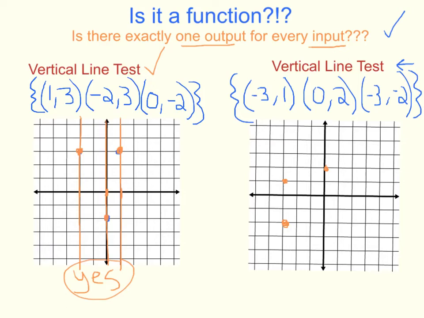So here's our input. Our inputs, remember, are x values. Let's draw vertical lines. This input crosses 2 points. So that means that this input has 2 different outputs. Because we have a vertical line that crosses 2 points, it goes against our definition of a function. So this set of points is not a function because this input has more than one output.